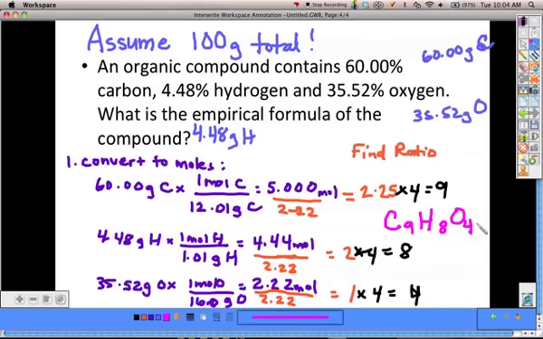Any questions before we move on? Because I didn't have a nice whole number here. I had 2.25, and to get it to a whole number, I would multiply by 4. Excellent. Any other questions before we move along?